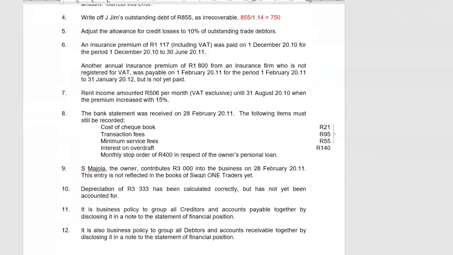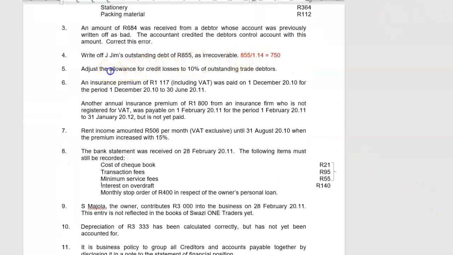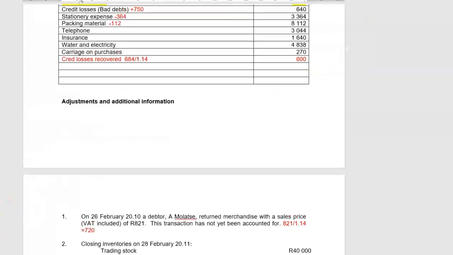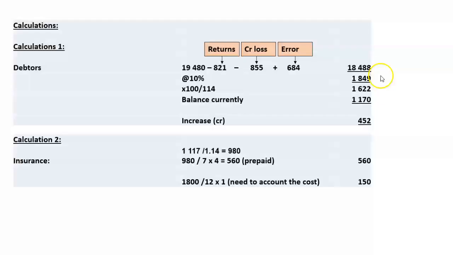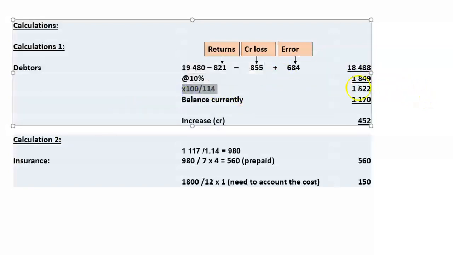Good. Now the next one is adjust the allowance for credit losses to 10% of our outstanding debtors. Now let's quickly check our outstanding debtors at this point of time. It is the 19,480 less the 821 plus the 684 minus the 855. So that gives us a balance of 18,488. 10% of that equals 1849, but remember we have to take the VAT out of that balance.